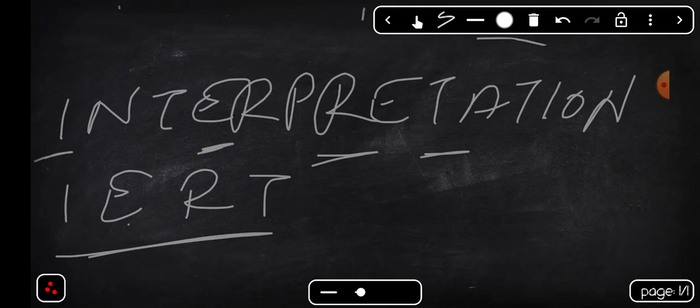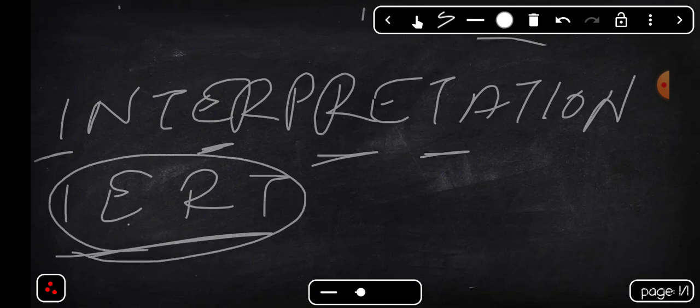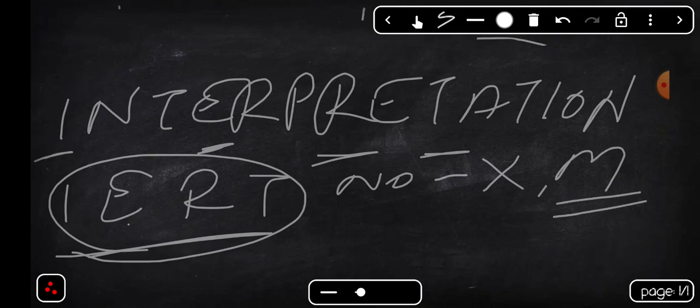Okay, if it is possible to make a meaningful word with the 1st, 4th, 7th and 11th letters of the word interpretation, which of the following is the third letter of that word? We have to make a meaningful word using these letters and find out which letter will be the third letter of that word. If no such word can be made, give X as the answer. And if more than one such word can be made, we have to give M as the answer.